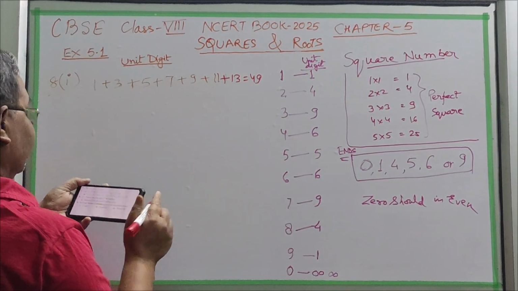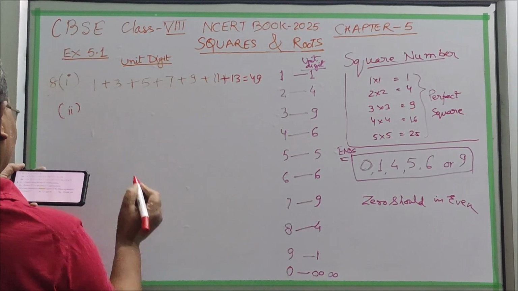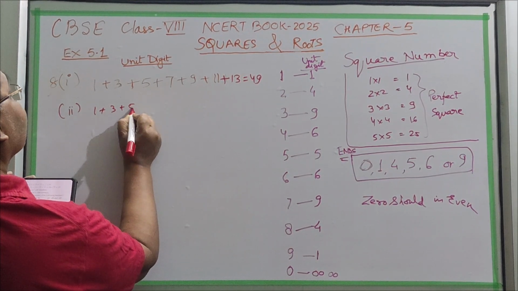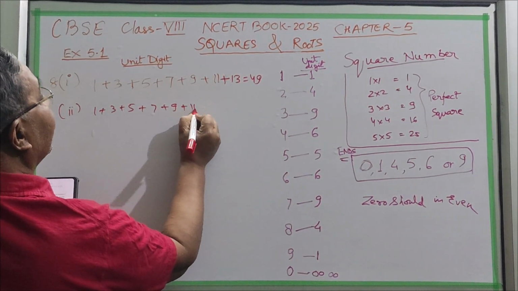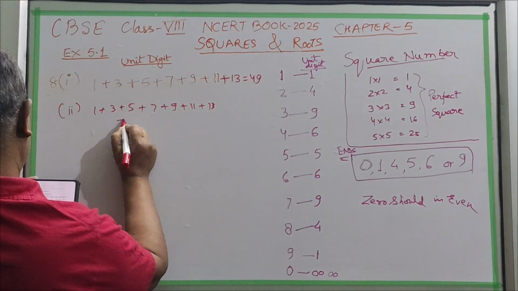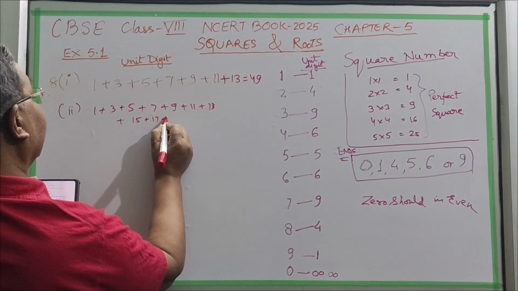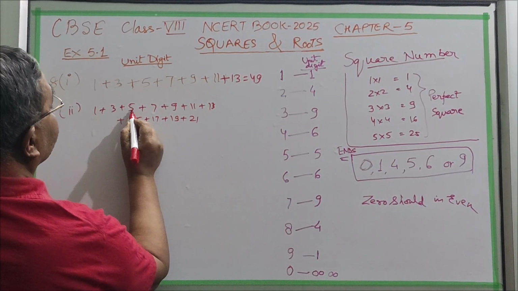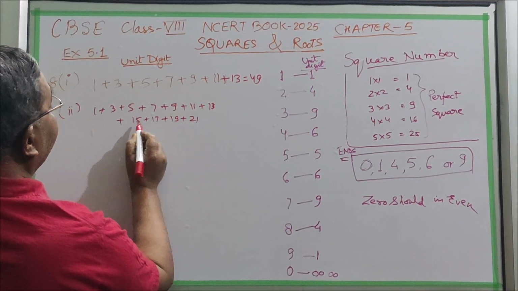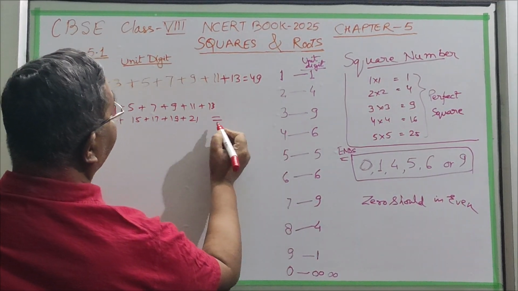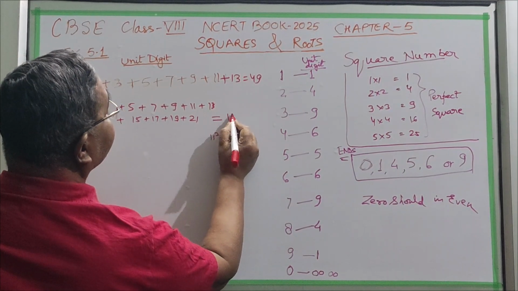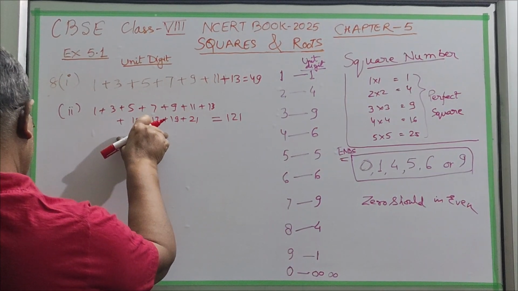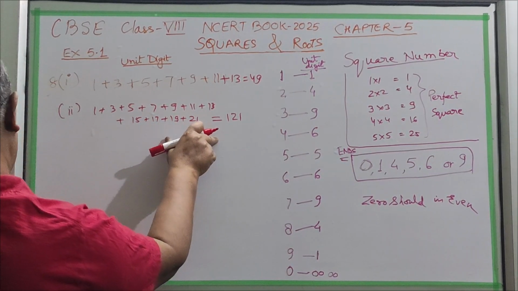Okay. Express 121 as the sum of 11 odd numbers. It means 1 plus 3 plus 5 plus 7 plus 9 plus 11 plus 13 plus 15 plus 17 plus 19 plus 21. How many numbers is it? It should be 11: 1, 2, 3, 4, 5, 6, 7, 8, 9, 10, 11. So its total will be the 11th square. The 11th square is 121. So the question is: 121 you have to write as the sum of 11 odd numbers.